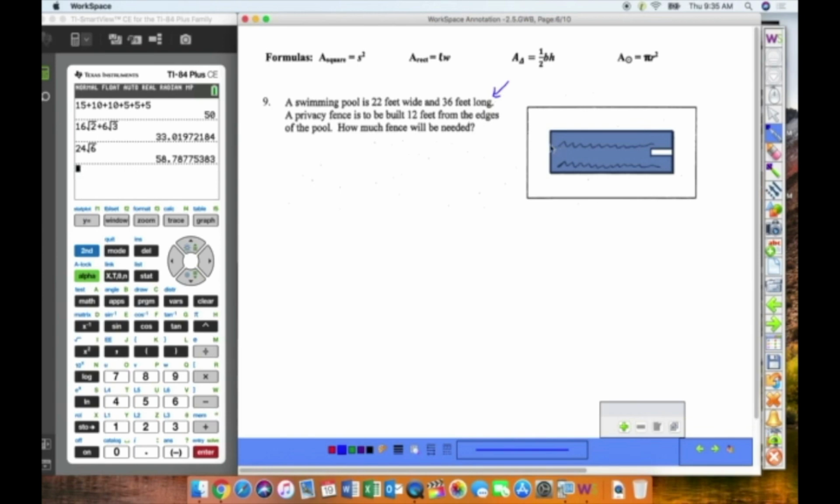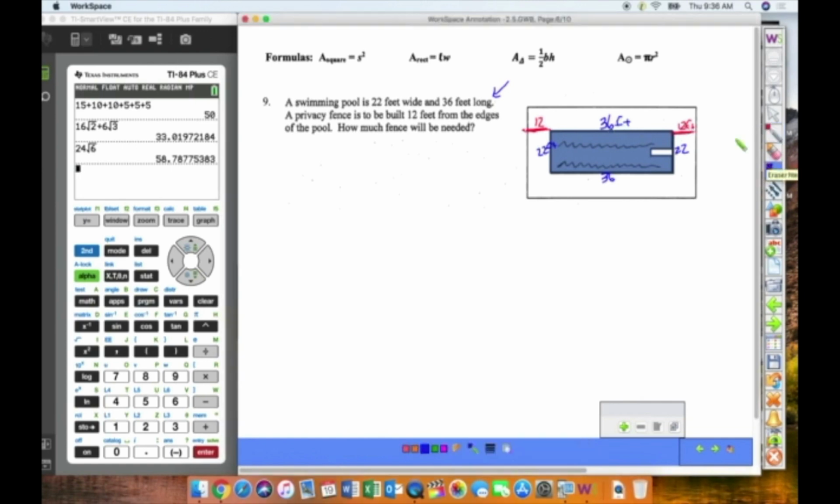So first, 22 feet and 36 feet. And they're both in feet. And it's rectangular thanks to the picture. So this is going to be 22 and this is going to be 36 also. But they say they're going to build a fence around it 12 feet from the edges. Now, the trick to that is, here's the fence outlined around the outside. You've got to go 12 feet away this way, and you've got to go 12 feet away this way, right? Because you've got to go 12 feet on both sides of this dimension right here.